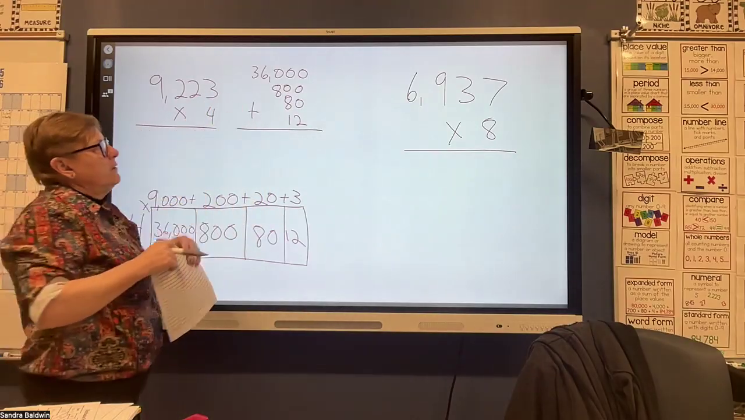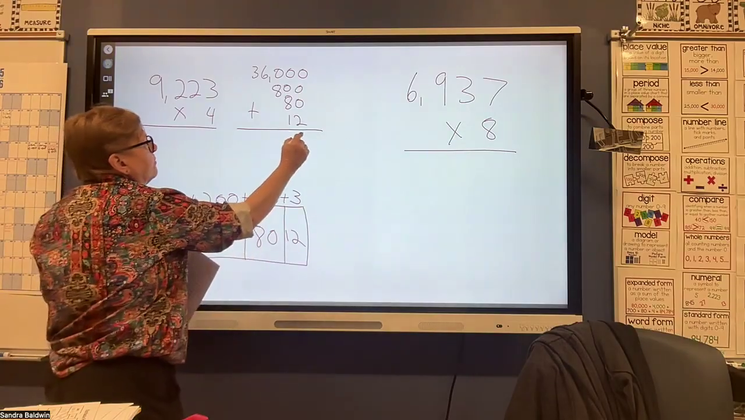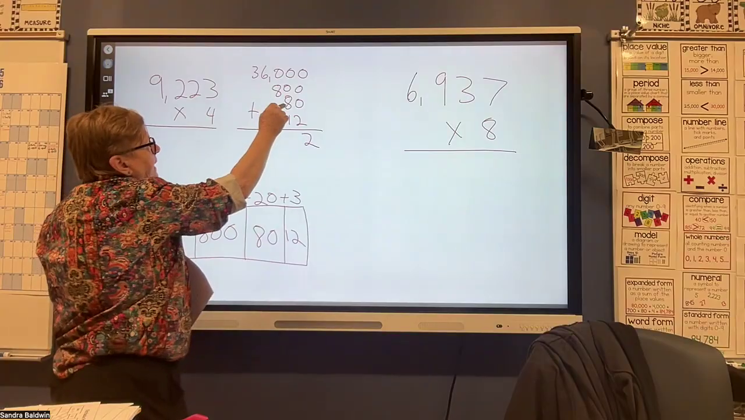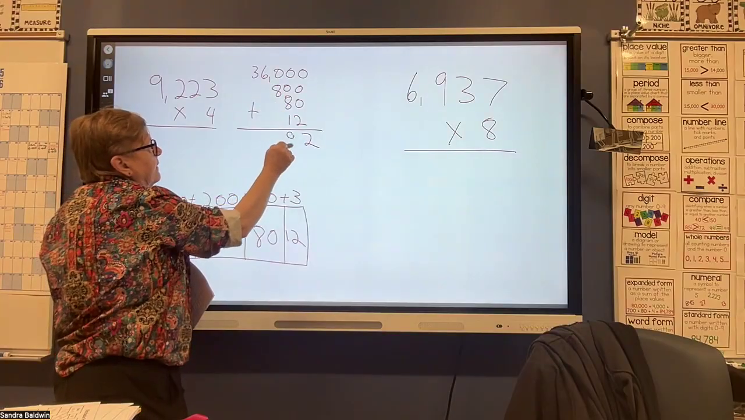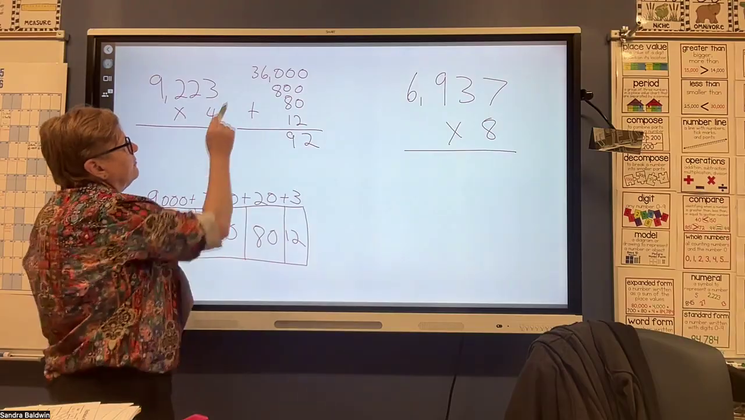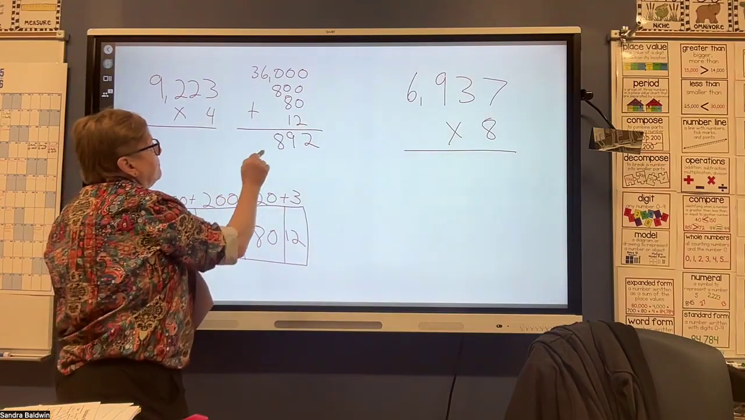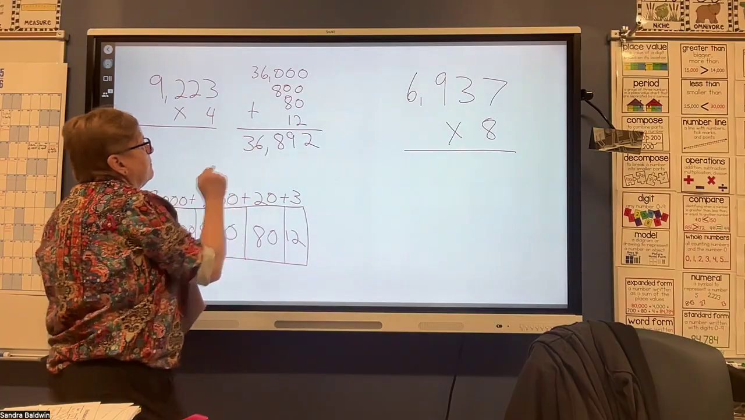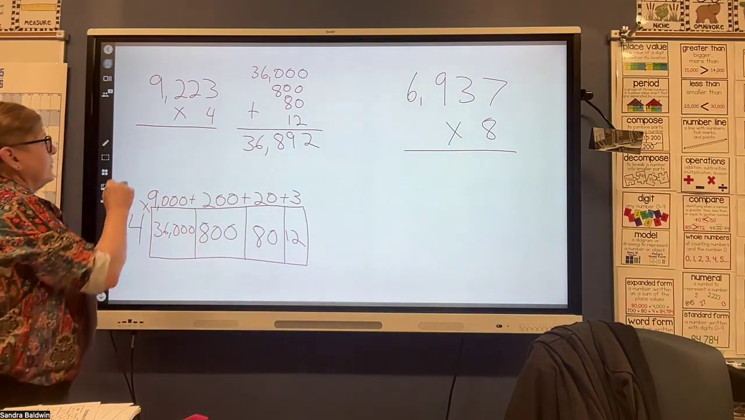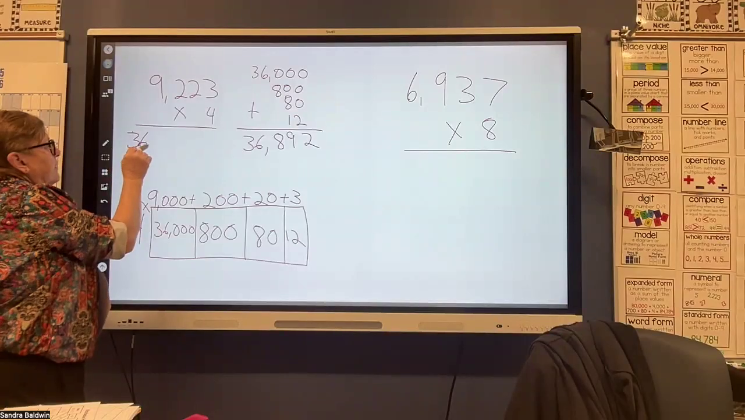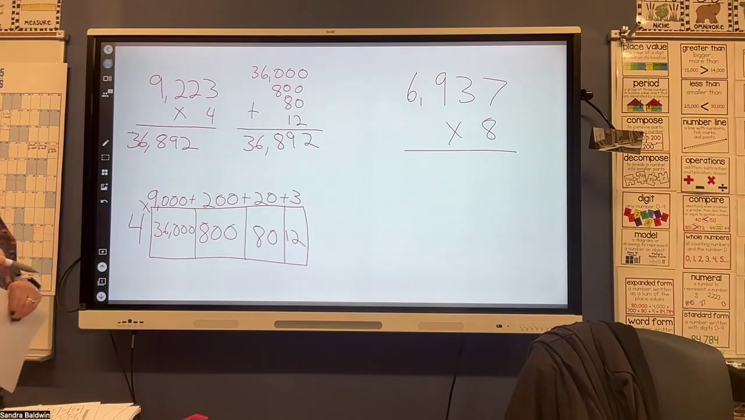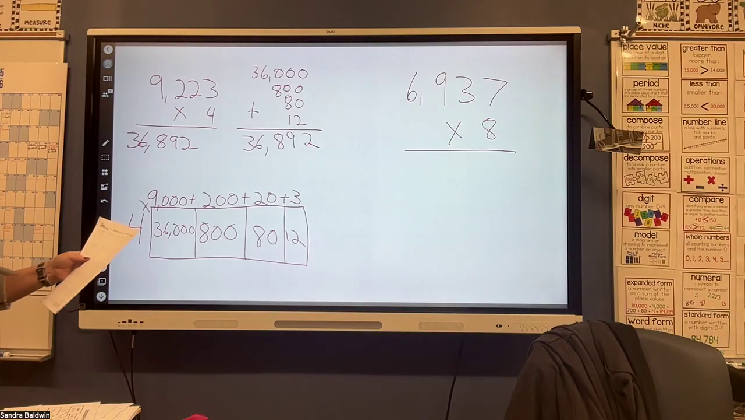Okay, the ones is going to be 2 because 0 plus 2 is going to be 2. In the tens column, 8 tens plus 1 is going to be 9 tens. The hundreds column, 0 plus 8, 8. Then I bring down my 36,000. So my answer to this problem is going to be 36,892.